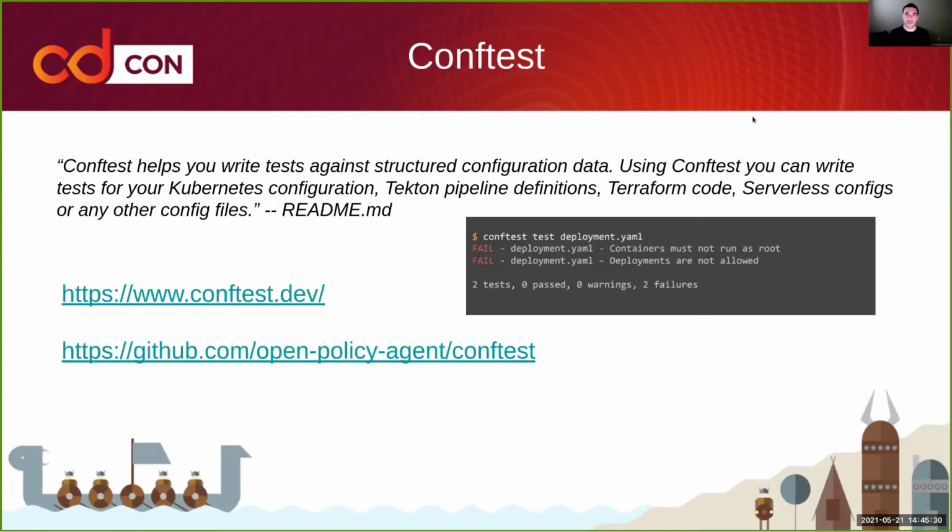Now let's talk about Conftest. Conftest is a utility that embeds OPA as a library and helps you write tests for structured configuration data in many formats such as YAML, JSON, XML, and many others. You can use it as a command line utility or as a container image. There's also a Conftest Tekton task hosted in the Tekton catalog that makes it easy to integrate into your Tekton pipeline. We'll be making use of Conftest later in the demo, as you'll see.